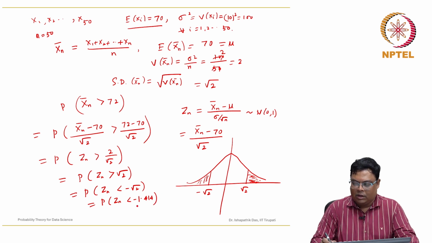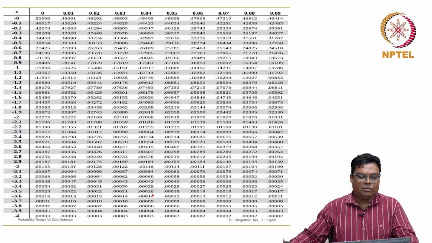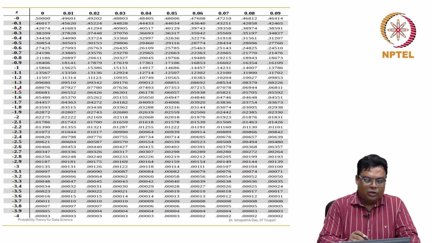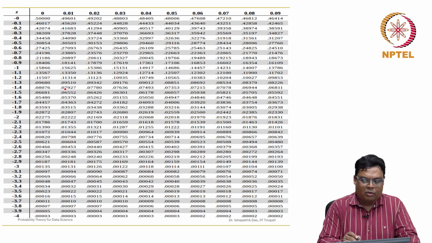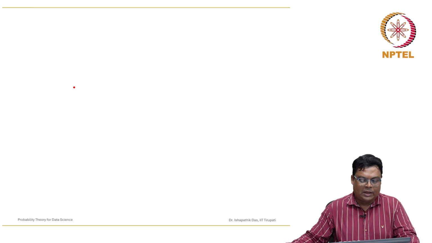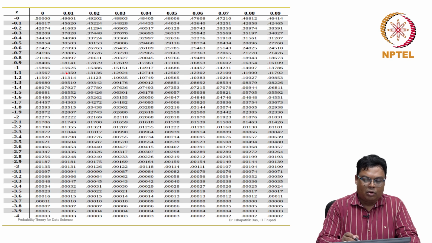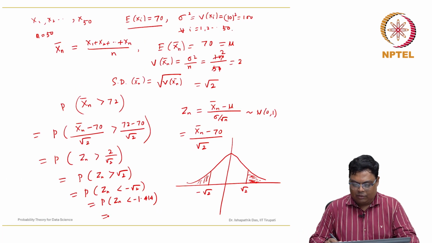Why did I do this? Because we want to use this table. The normal distribution table given here has only negative values, and it is given up to two decimal places. So this is minus 1.4 and 1 here, that is minus 1.41, and the value is 0.07927. So you can see that the probability up to minus 1.41 is 0.07927.